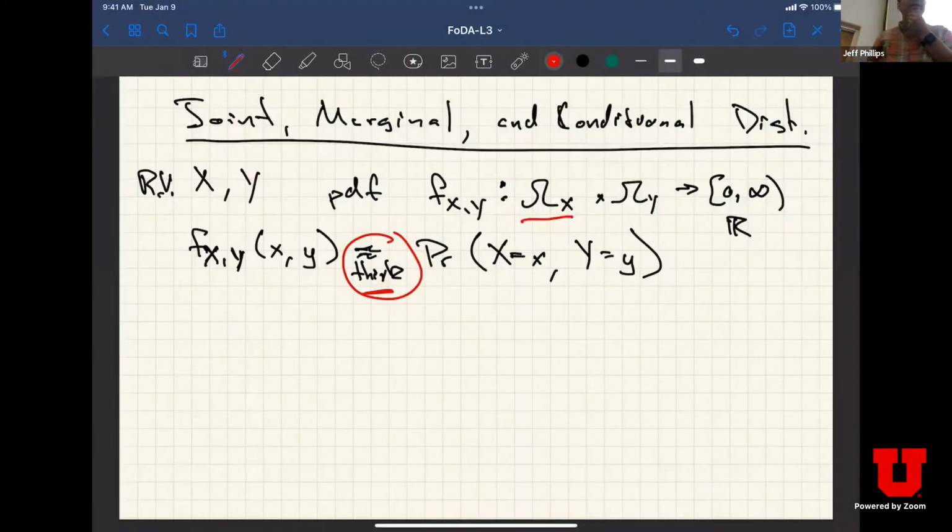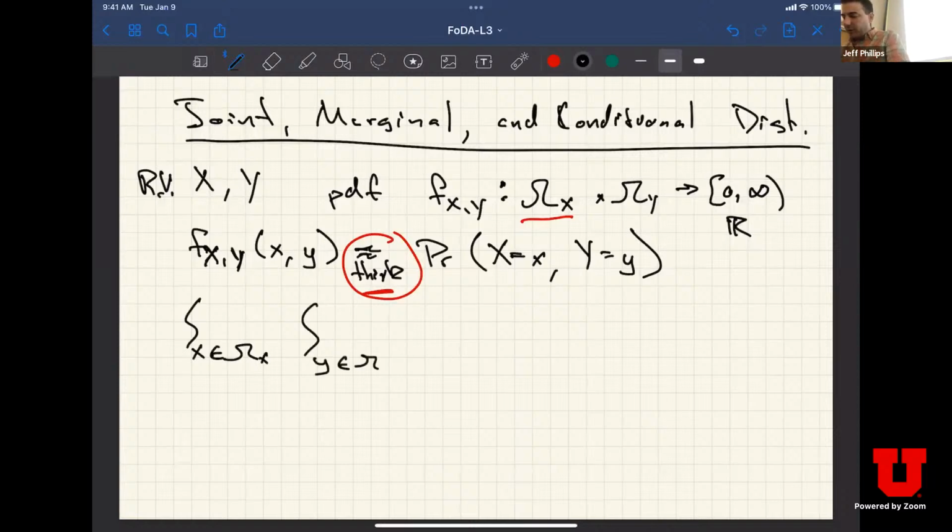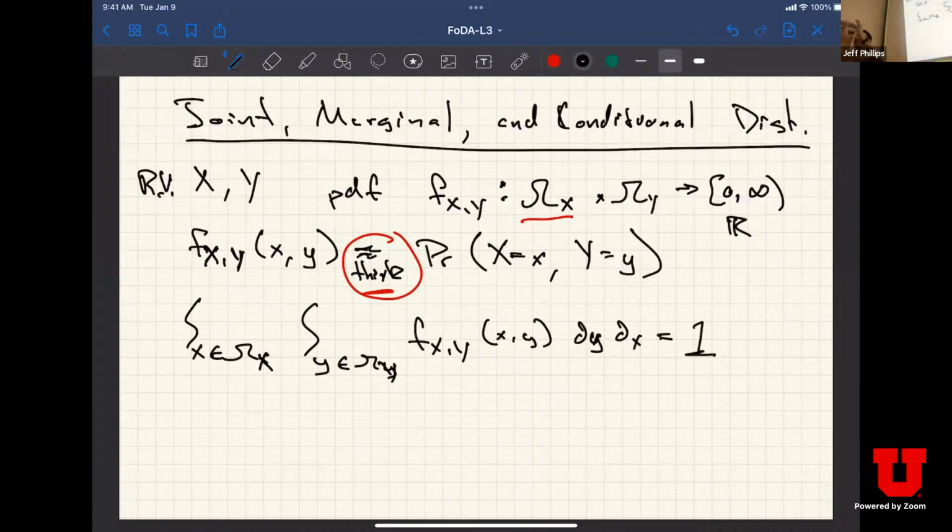So how do we deal with these things? I have to do a double integral over x and y of f of x, y, dy dx, and this has to be equal to 1. So the integral has to be 1. So if it's very concentrated, the values have to be very high, so it integrates to exactly 1. That's why it goes up to infinity, but it's always greater than 0.